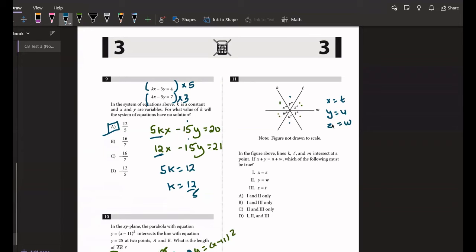Which of the following must be true? Okay, we are given this equation. So let's write that. X plus y equals u plus w. They are suggesting x is equal to z. Okay, so we don't have z in this equation, but we do have w, and we have the replacement for w as z. So let's replace w with z. We also have to keep x because we are supposed to prove that. Okay, and y is equal to u.